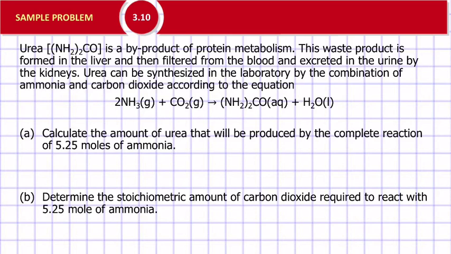Okay, that's all really nice and everything. That's just kind of backstory. They're trying to pump some information into your brain on the sly in these problems. Do we need to know all that to solve the problem? No, we just need the balanced chemical equation. So here's the actual question or statement. Calculate the amount of urea that will be produced by the complete reaction of 5.25 moles of ammonia. Well, it doesn't say amount in what unit. I'm going to add in here, amount of urea in moles.